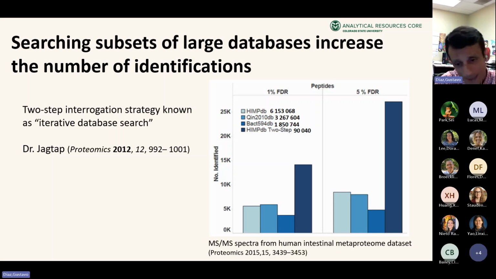And the last one is using the human intestine metaproteome to conduct the two-step approach developed by Dr. Jagtap. The second data set that was obtained to do the comprehensive analysis is less than 1% of the size of the original one. It's 90,000 entries. And if you see the figure, the number of identifications is significantly higher when we use the two-step approach.